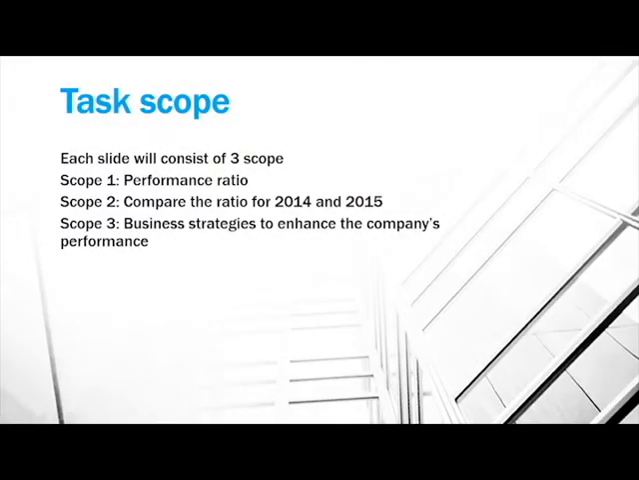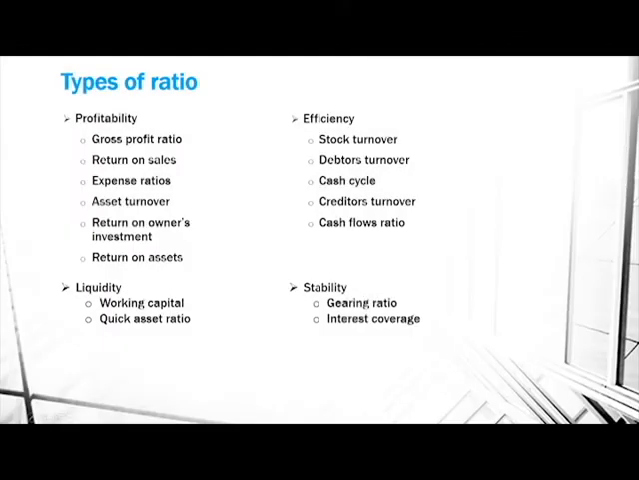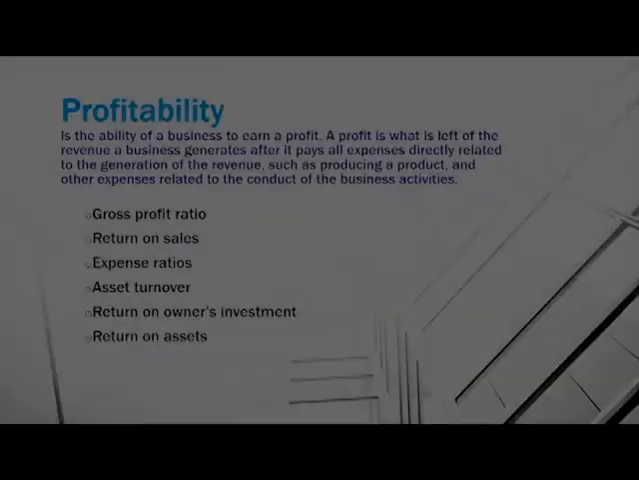Each slide will consist of 3 scopes. First, we will find the performance ratio for 2014 and 2015. Second, we will be comparing the two ratios, and last, we will provide strategies for improvement. These are the various types of performance ratio that will be discussed. They are profitability ratio, efficiency ratio, liquidity, and the stability of the business.